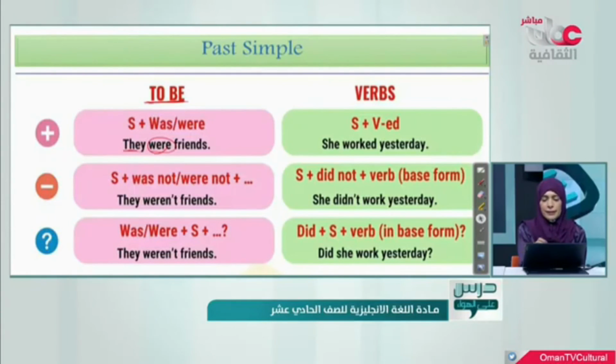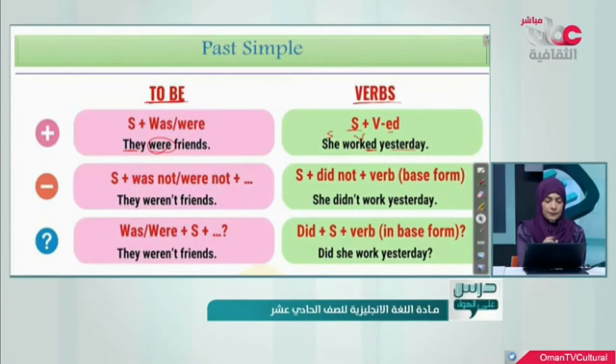The other types of verbs, whenever I use the main verbs, regular and irregular verbs, the sentence will be in this form: subject plus the verb plus ed. If I'm using the regular verbs, she worked yesterday. The subject, and here we have the verb and we have the completion of the sentence.